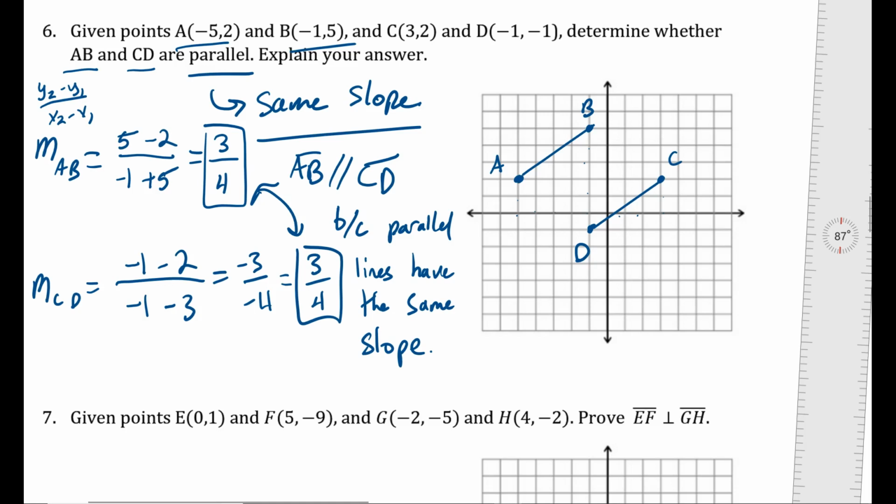And you could have also gone to the graph and counted up and counted to the right, but it won't always work out to be good numbers where it's whole numbers for the boxes. So plugging into the slope formula is going to be a sure bet to get it every time.